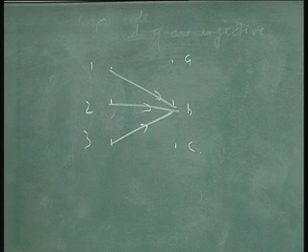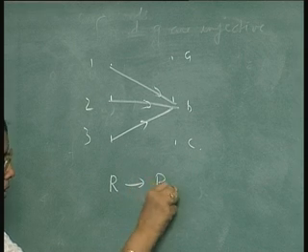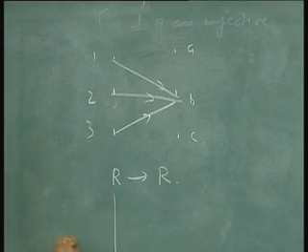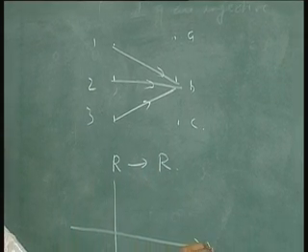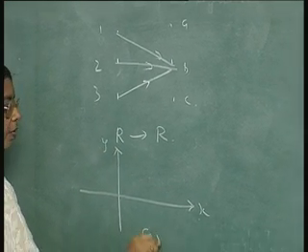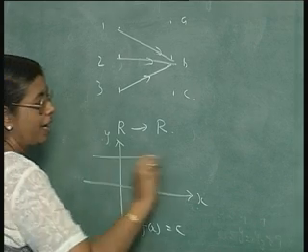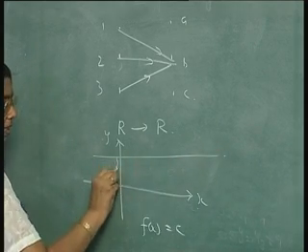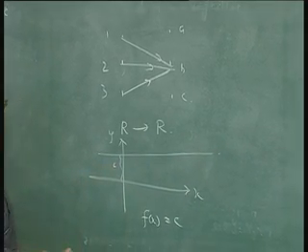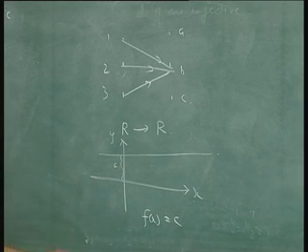this is a constant function. Taking the set of real numbers to real numbers, a constant function, taking the x axis and the y axis, f of x is equal to c, a constant, is denoted by a line parallel to the x axis. y is equal to c is a line parallel to the x axis. So, this is known as a constant function.